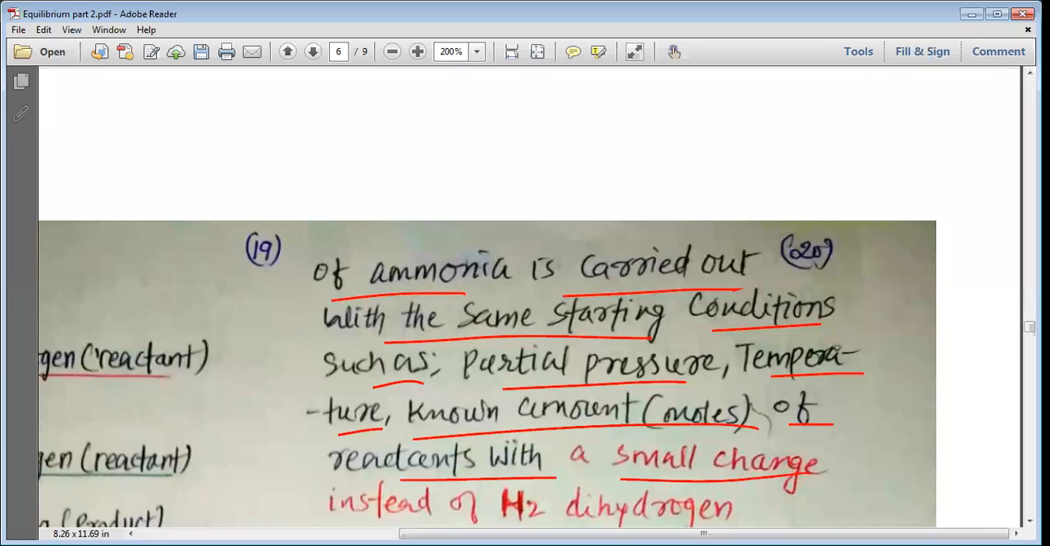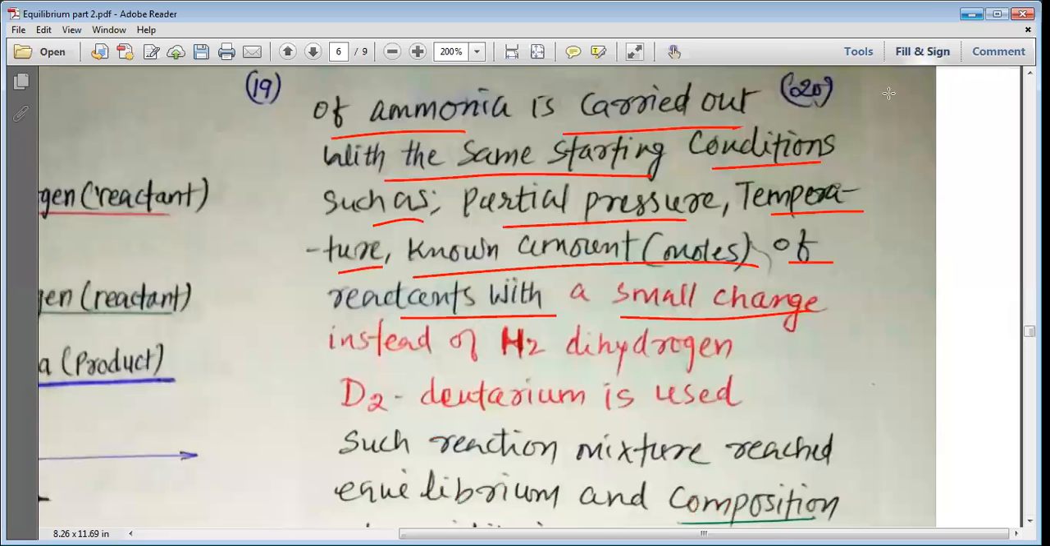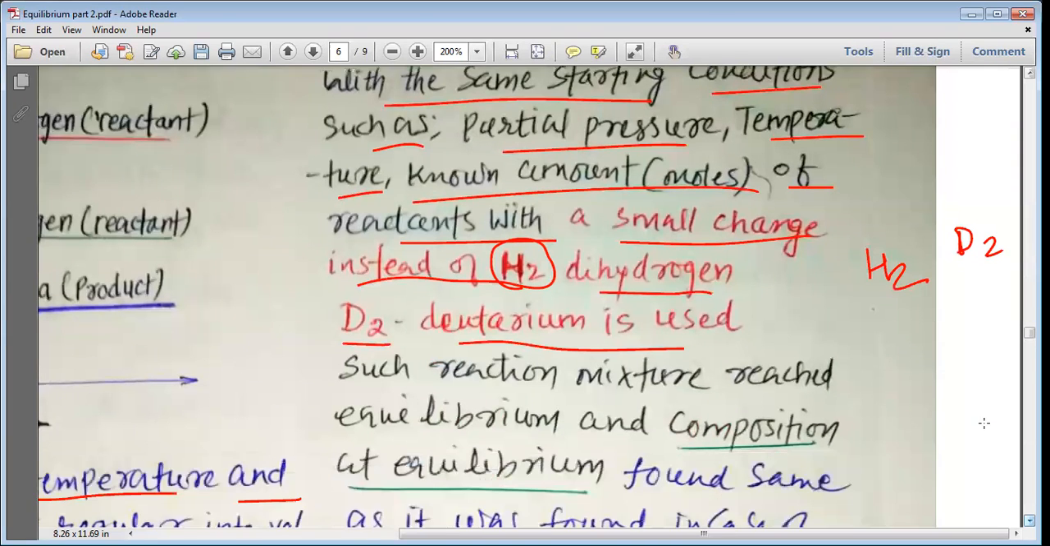So now we will perform the same experiment, the same process. We will maintain all the conditions the same, like temperature, partial pressure, amount of moles, but we will make a small change. And what is the small change? Instead of H2 gas, that is dihydrogen, we are going to use D2 gas, which is deuterium. So instead of H2, we will use D2 and see what happens.